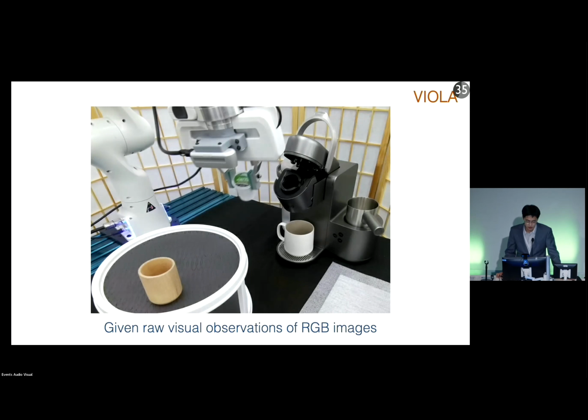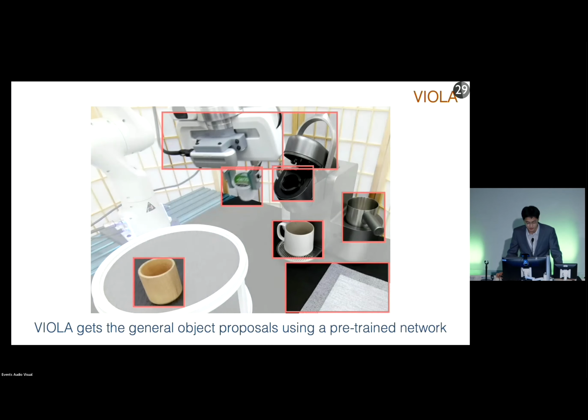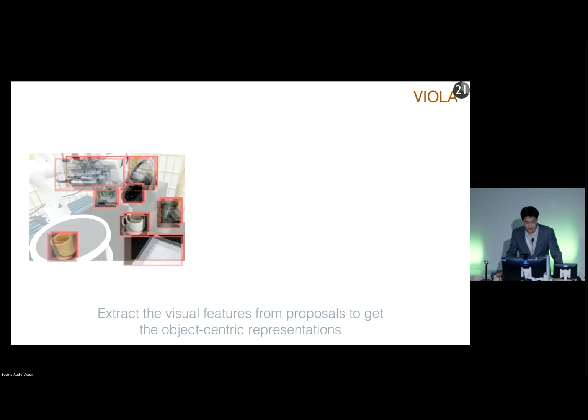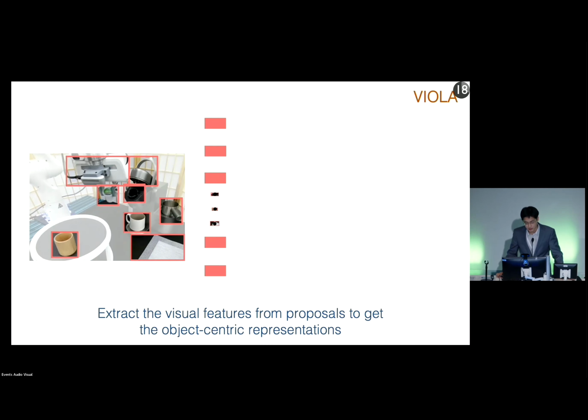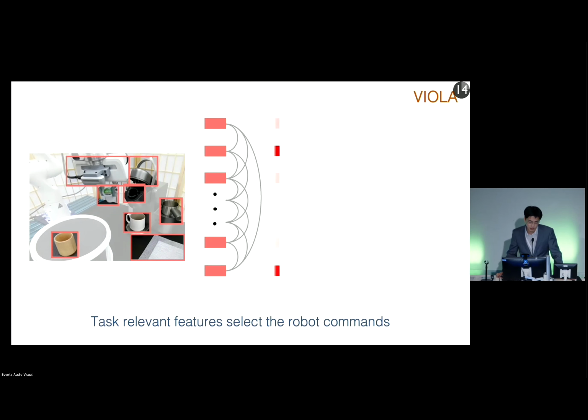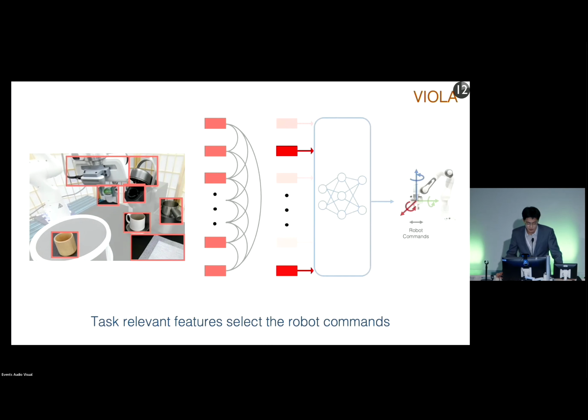So how does VIOLA work? So in VIOLA, we assume that the model is given the visual observations of RGB images and robot proprioceptive states. And VIOLA gets the general object proposals using a pre-trained network. And once the model gets the object proposal regions, then it can extract the visual features from proposals to get the object-centered representations. And there is a transformer-based policy that determines task-relevant features to compute the robot commands.